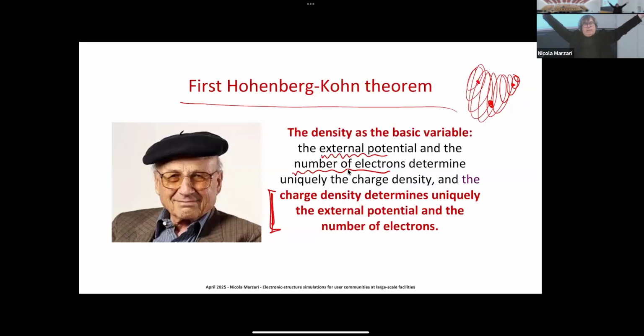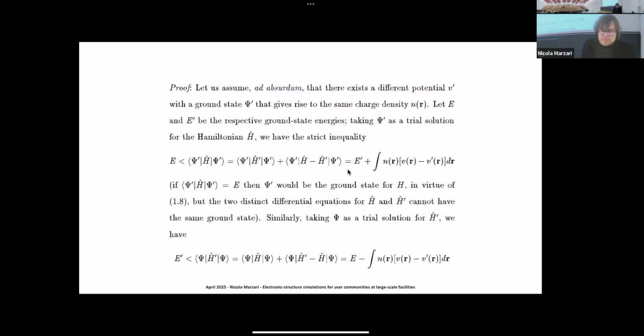So here I have external potential and number of electrons. If I give you this, through the Schrödinger equation, in principle, you can get the charge density. What Kohn proves is that if I give you the charge density, you integrate it, and very trivially, you know how many electrons you have, but you can also figure out that you have 2 protons and 1 oxygen nucleus. So there is a one-to-one correspondence. The proof will be on the slides. It's very simple, but I don't want to get distracted by this.